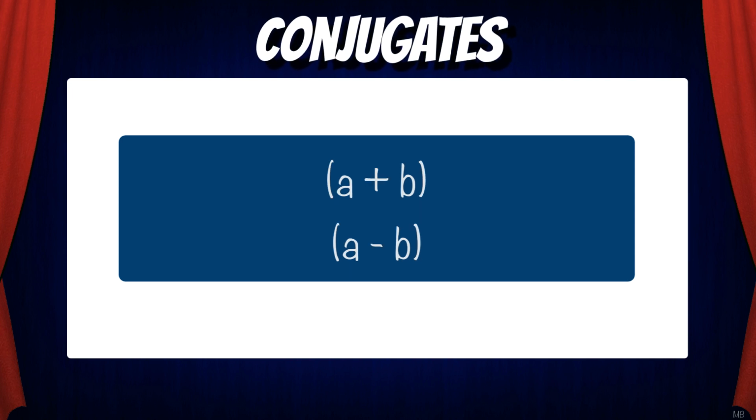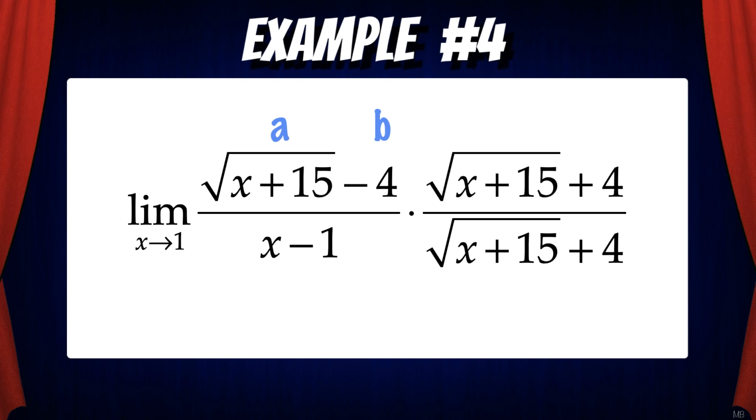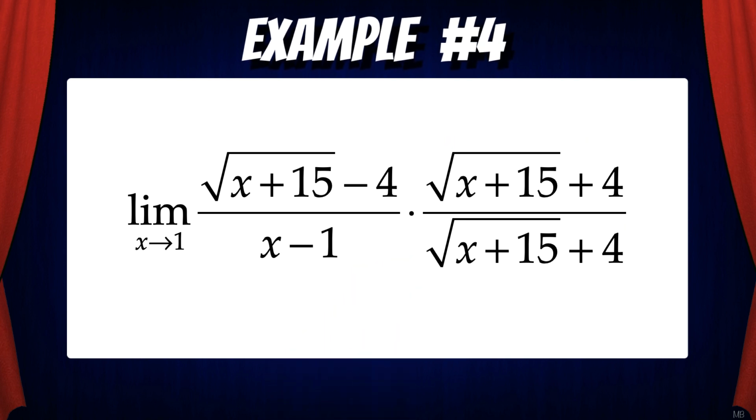Recall that the conjugate of a plus b is a minus b, and vice versa. In this case, our a is the square root of x plus 15, and b is 4. So the conjugate of radical x plus 15 minus 4 is radical x plus 15 plus 4. And you can see that the square root of x plus 15 plus 4 divided by the square root of x plus 15 plus 4 is really just the number 1 in disguise. So all we're doing is just transforming the equation by multiplying by the number 1.